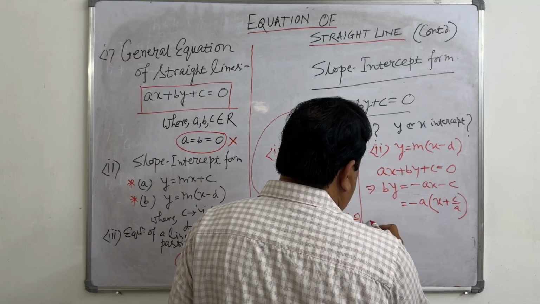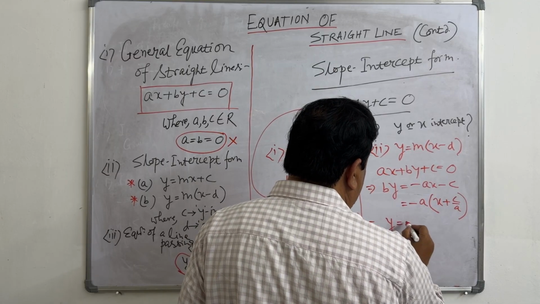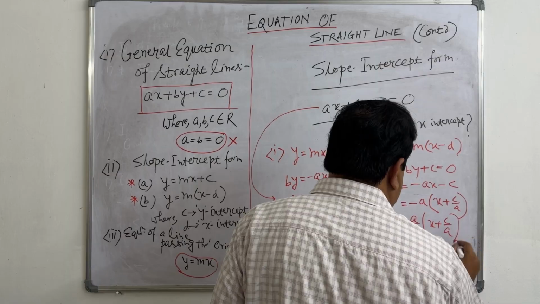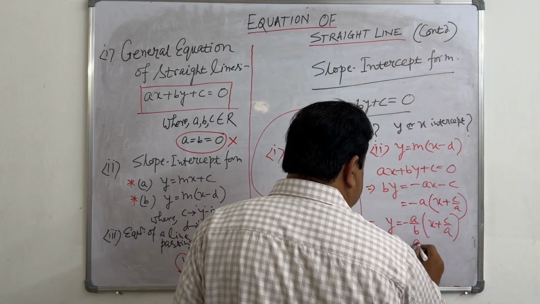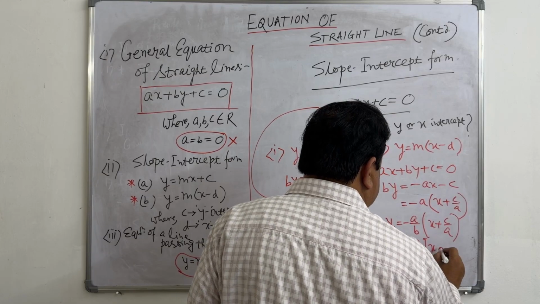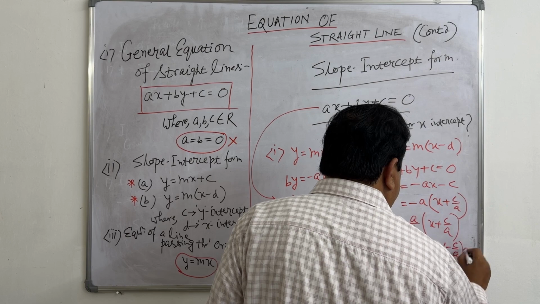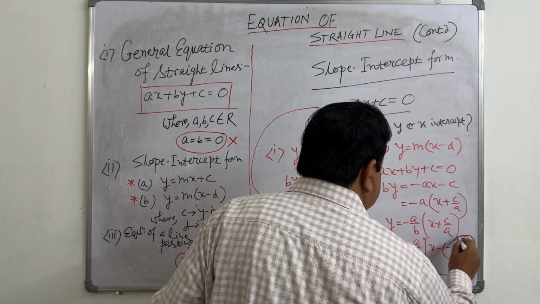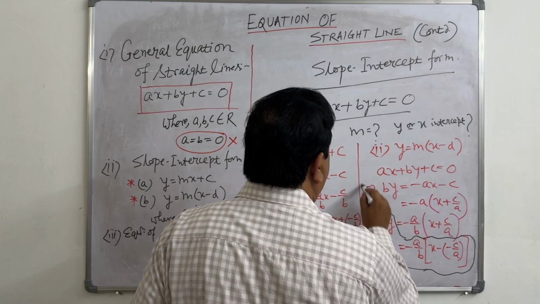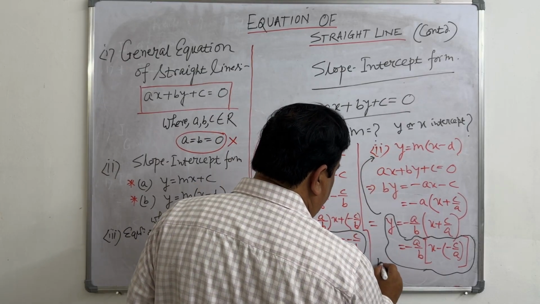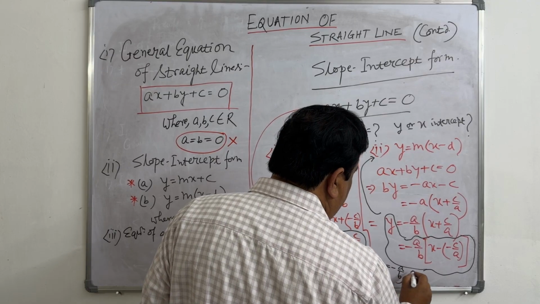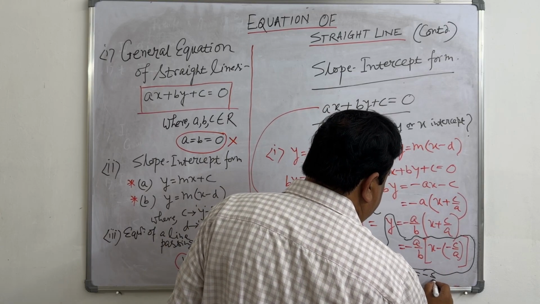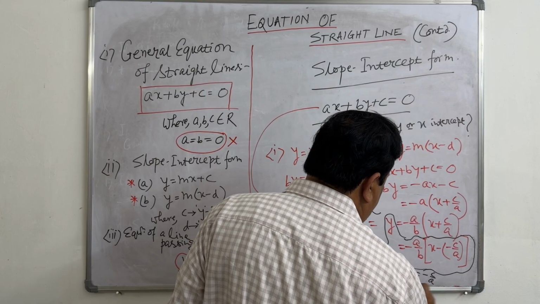Okay. So if you divide both sides by b, then you will get y is equal to minus a by b into x plus c by a. It can also be written as minus a by b x minus c by a. So if you compare this equation with this one, then what will be the m? m is equal to minus a by b. And what will be the value of d? That is minus c by a. So this will be your answer. Clear?